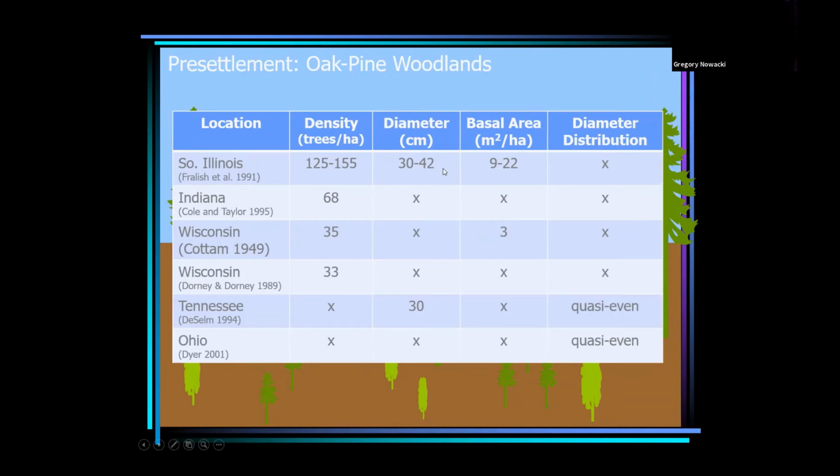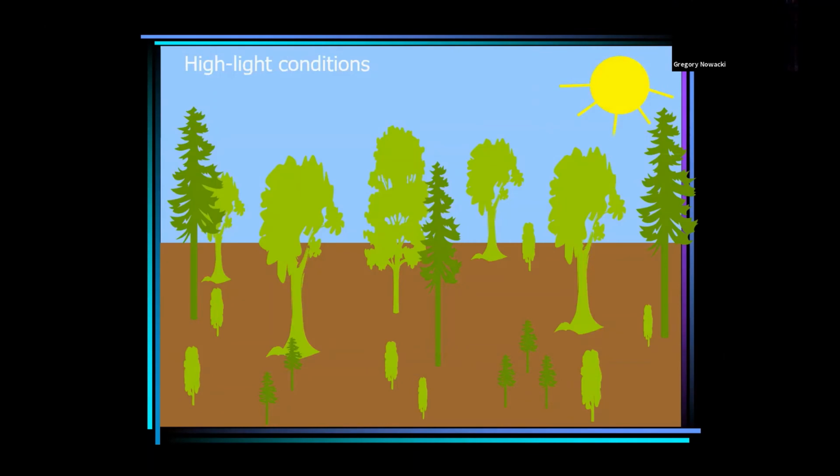The diameters themselves were high. Combined together, these two parameters afford a lower basal area than expected. The diameter distribution was basically quasi-even, with small, medium, and large stems occurring. Again, since we were dealing with woodland conditions, there were high-light conditions affiliated with that, right? So you had sunlight penetrating down through the overstory into the understory.